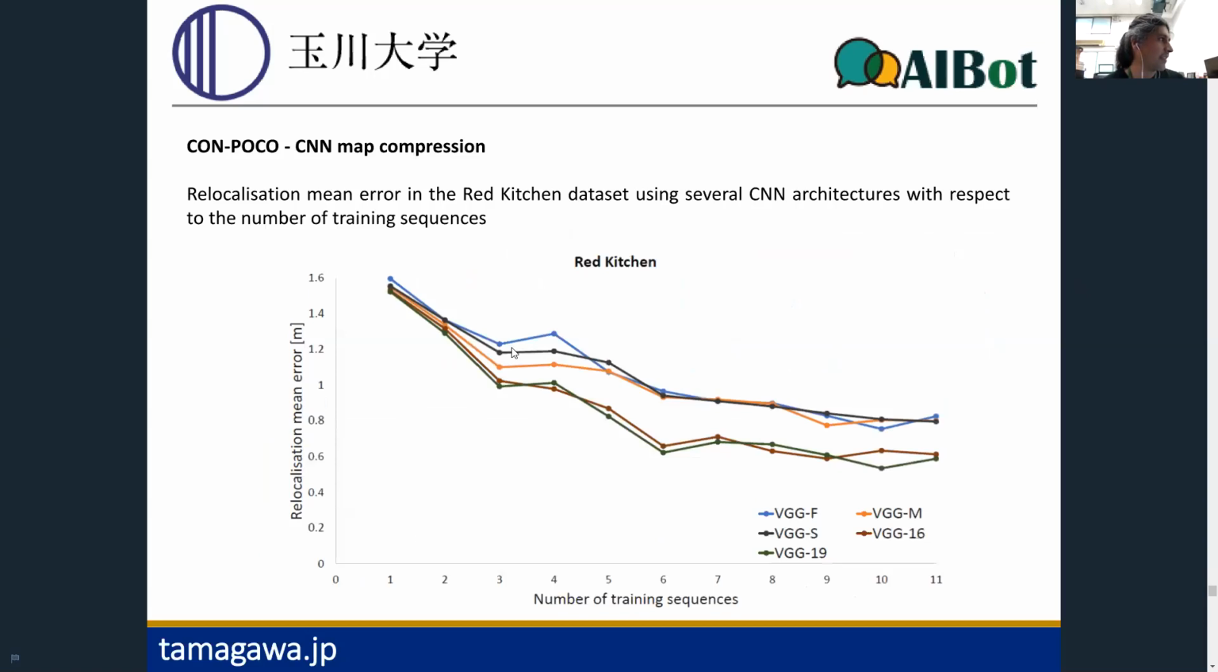Another idea is once we have a given neural network, if we use one sequence, the error is high. If we start adding some more data, the error is reducing. And if we start adding data and data and data, we can see we are converging to minimum, but we still are having less error. So again, the data is crucial for this task.